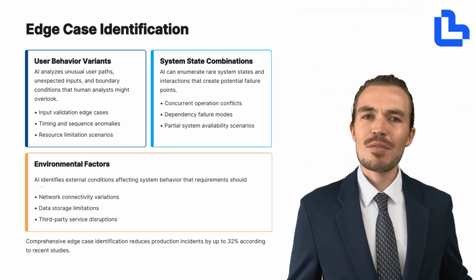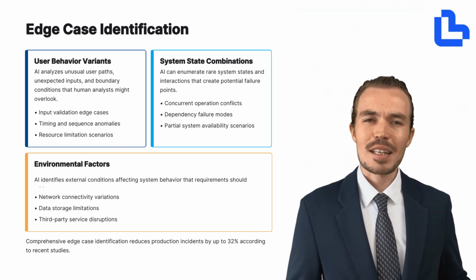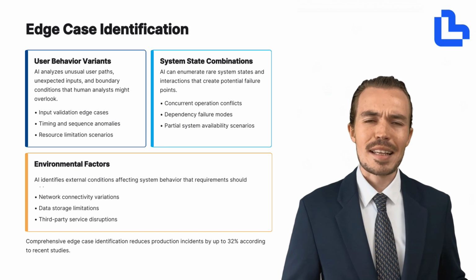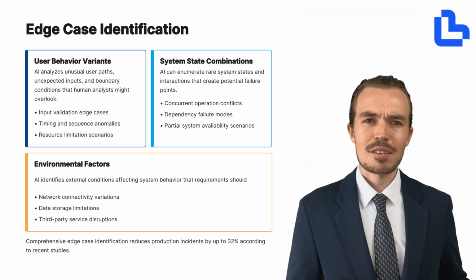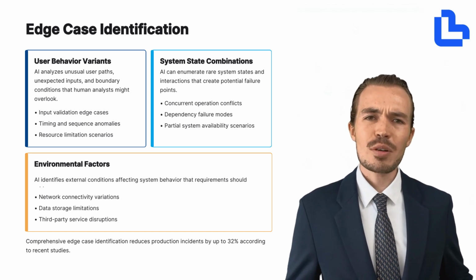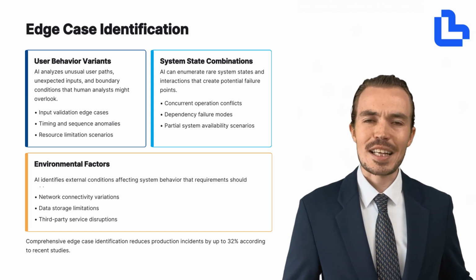Edge cases are often the silent killers of software quality. They're the rare, unexpected, or extreme scenarios that don't show up in the happy path but can cause serious issues in production. This is where AI truly shines by identifying edge cases that human analysts might overlook.